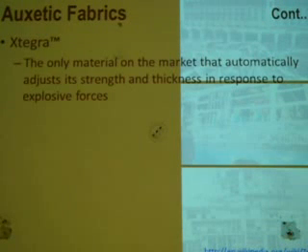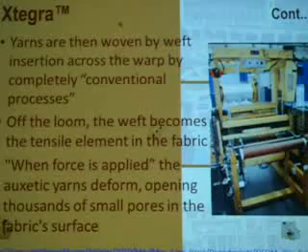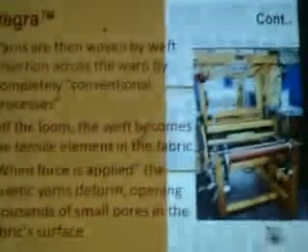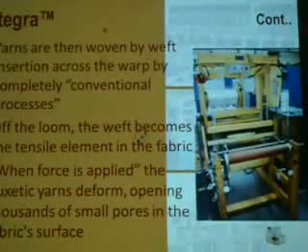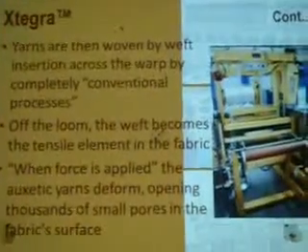It is the only material on the market that automatically adjusts its strength and thickness in response to explosive force. It comprises a series of auxetic yarns, each yarn wrapped using an S or Z twist with a high strength thread. The auxetic effect is determined by the precise angle at which the second fiber is bound around the first fiber, and by the two fibers' relative stiffness and diameter. Yarns are then woven by weft insertion across the bar by completely conventional processes. Off the loom, the warp becomes a tensile element in the fabric.